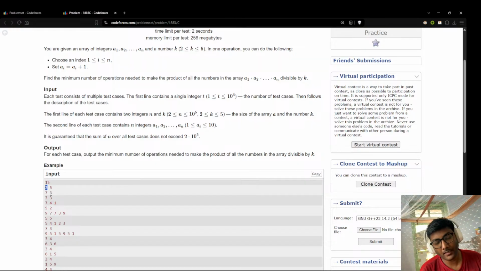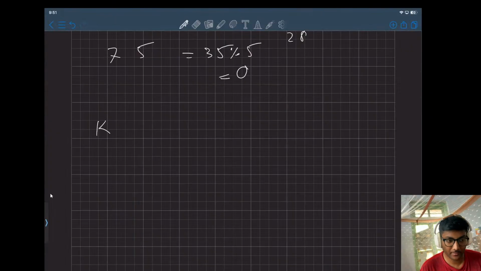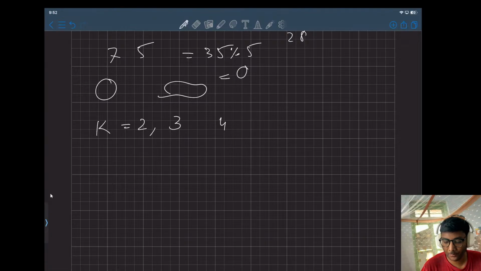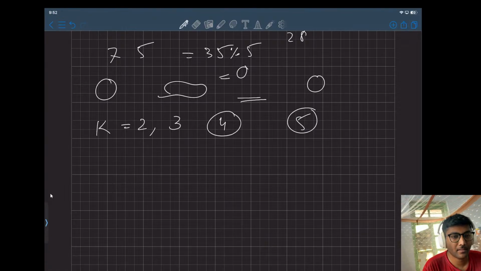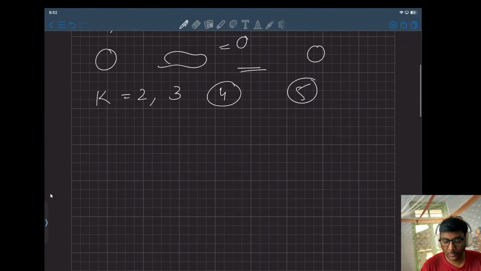So the idea is, let's say if k is 2, we have to only worry about some cases. If k is 2, we know that if the product is even, then we are good to go. If k is 3, then sum of digits. If k is 4, then last two digits, right? If k is 5, then we only worry about the last digit being 5. Okay, let's see. For example, if we want to check divisibility by 2, and let's say some product is given.